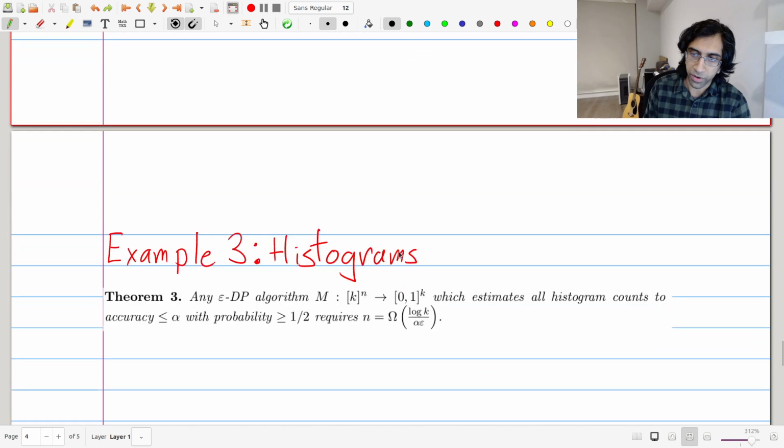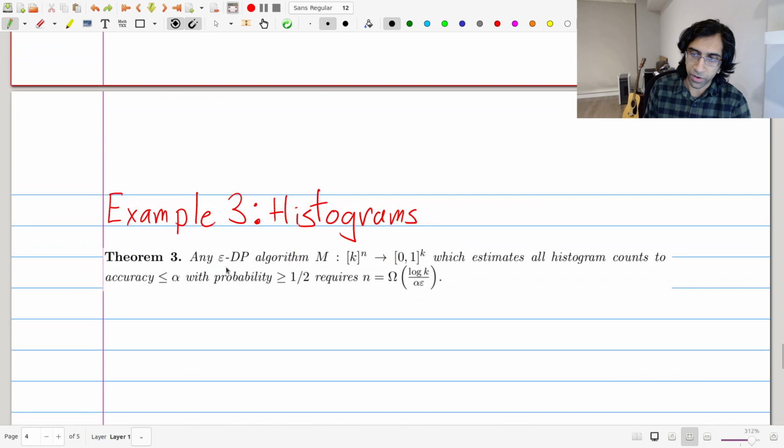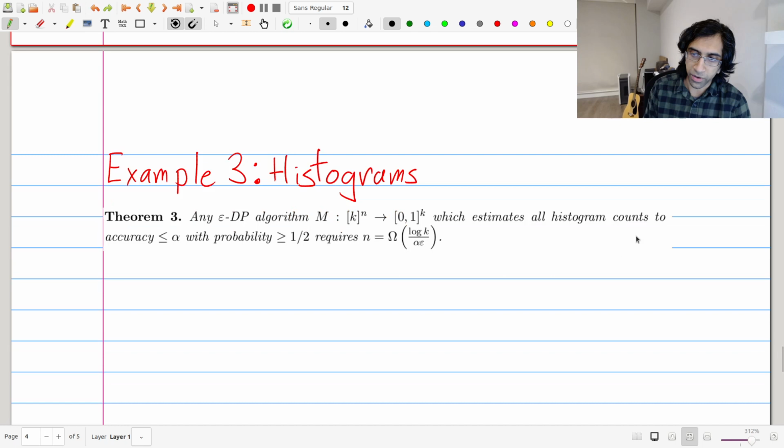All right, but here's the theorem that we will prove for histograms, saying that any epsilon-DP algorithm M, which takes in a data set over the domain 1 through k, and outputs a set of values, one for each of the domain elements, and this will add up to be a distribution, will be normalized. So any algorithm M which estimates all histogram counts to accuracy, or error again, less than alpha, with probability at least 1/2, requires that n is at least logarithmic in the domain size, and we have 1 over alpha epsilon multiplying it this time, not just 1 over epsilon. Okay, so let's see how to prove this.